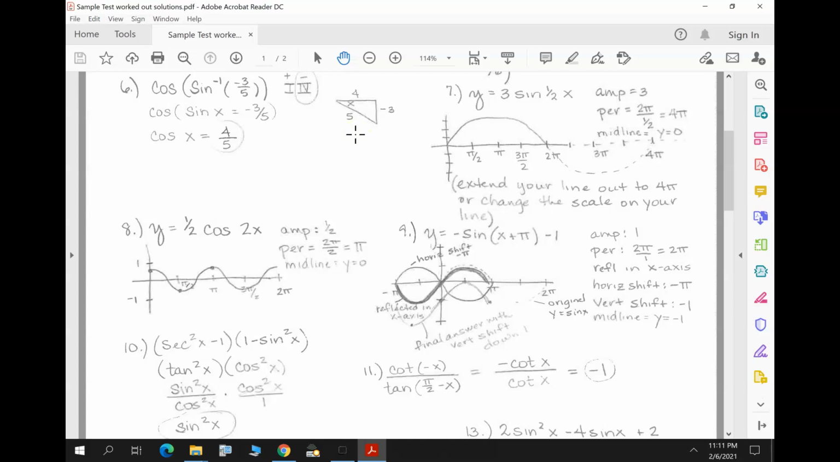All right, for number 7, we're graphing, and they ask us to graph y is equal to 3 sine 1/2 x. So remember that when you have a number out in front of the function, that's going to change the amplitude. That's a vertical stretch by a factor of 3. And when you have a number in between sine and x, that's going to change your period. So this is your b value, 1/2.